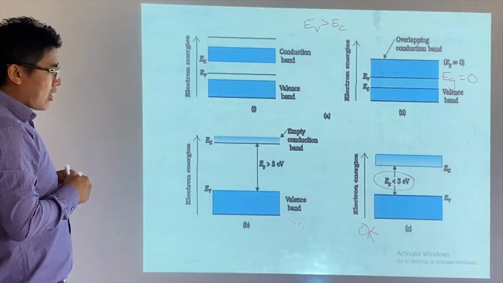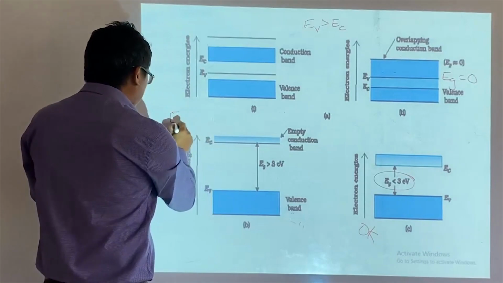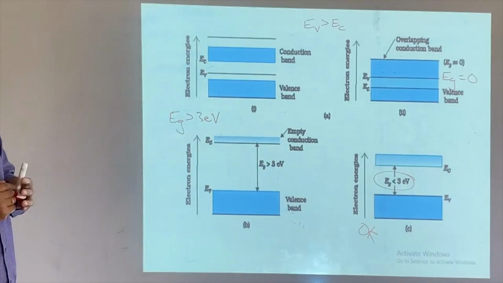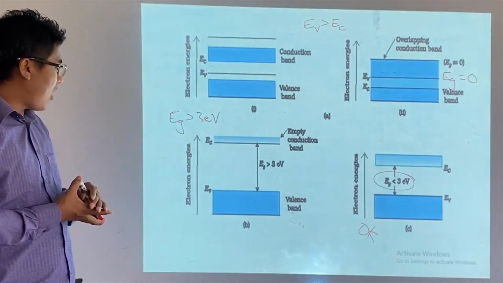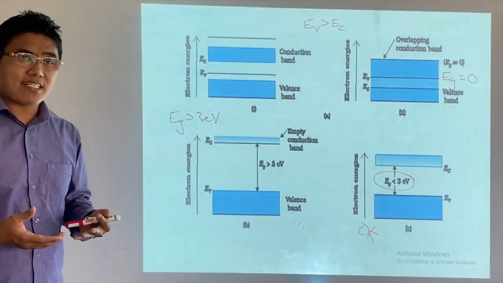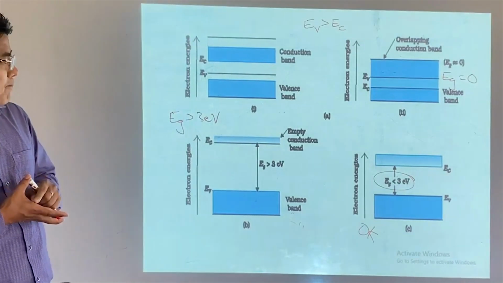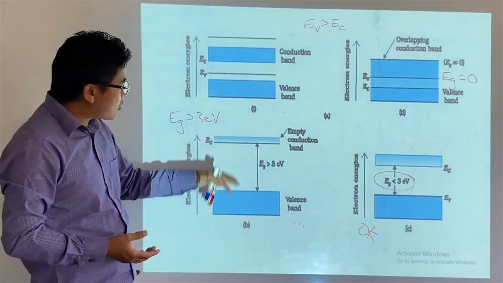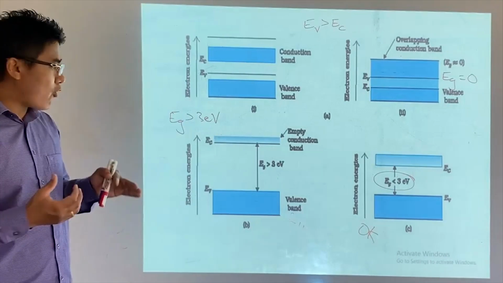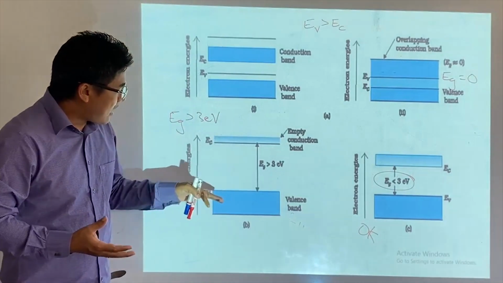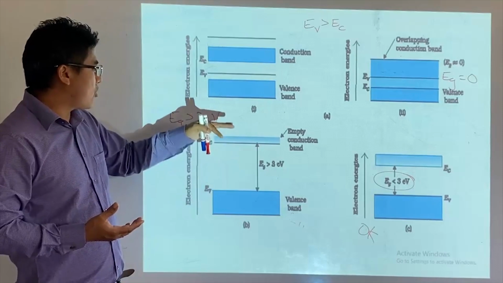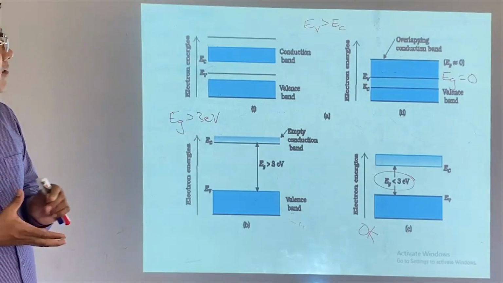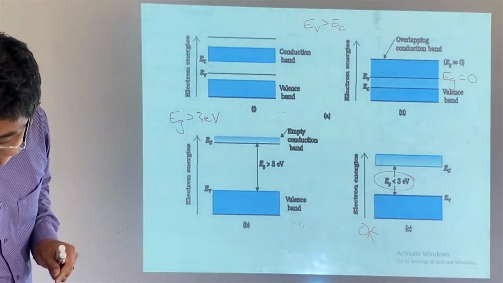In case of an insulator, the energy gap is more than 3 electron volts. Therefore it is very difficult for this kind of material to conduct electricity, because so much energy is required to excite an electron from the valence band to the conduction band. This is how we classify materials based on energy band theory.